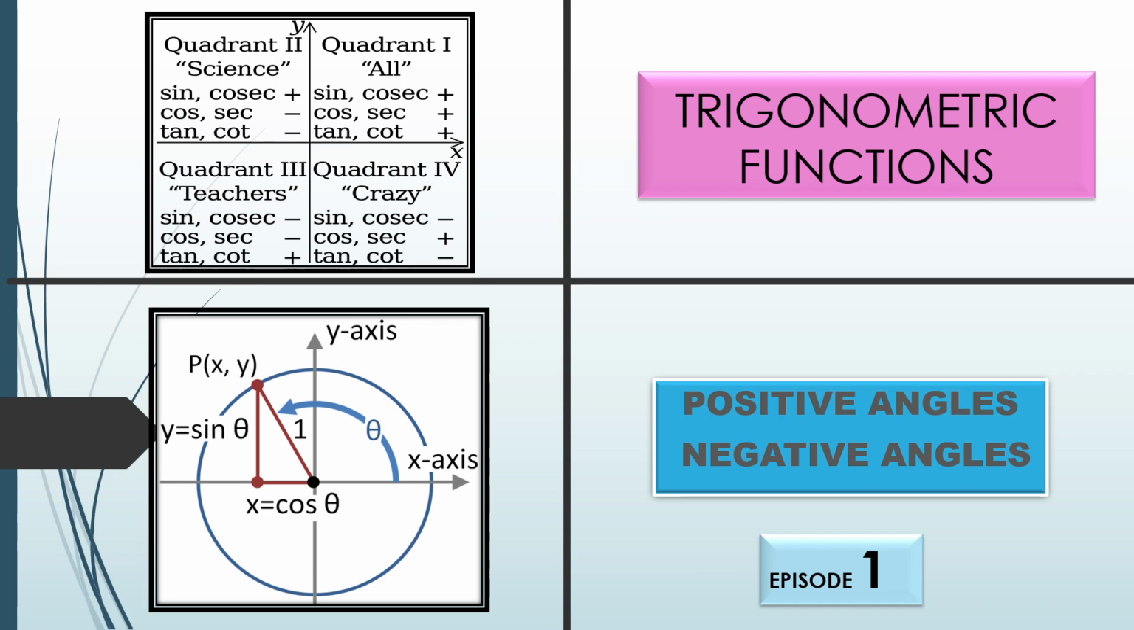In this video, we are going to learn about positive angles and negative angles. Besides that, we are also going to find the correct quadrant on a Cartesian plane and the corresponding acute angle for the given angles.